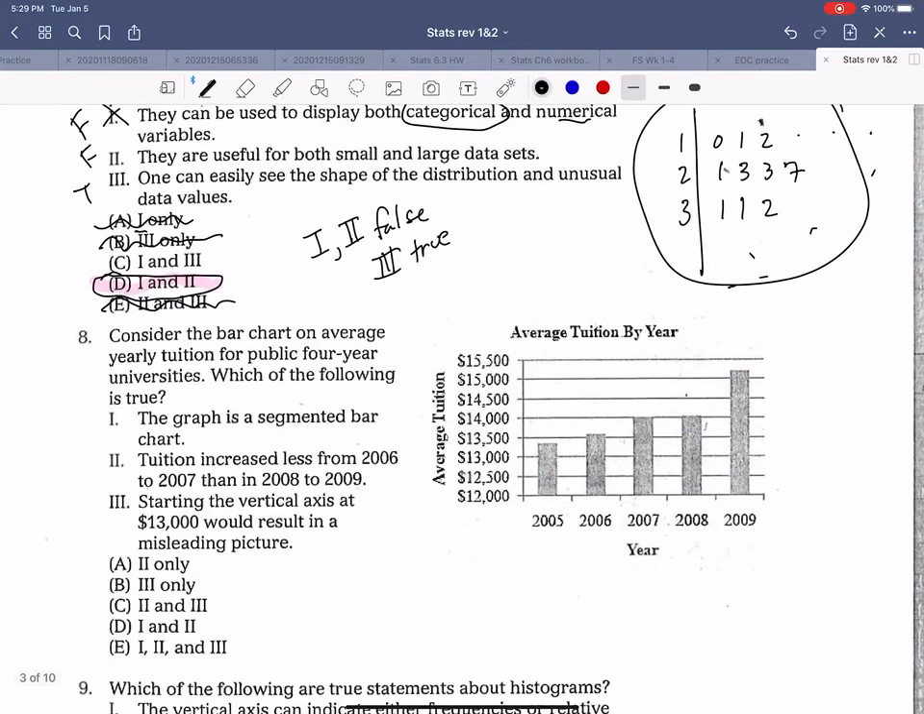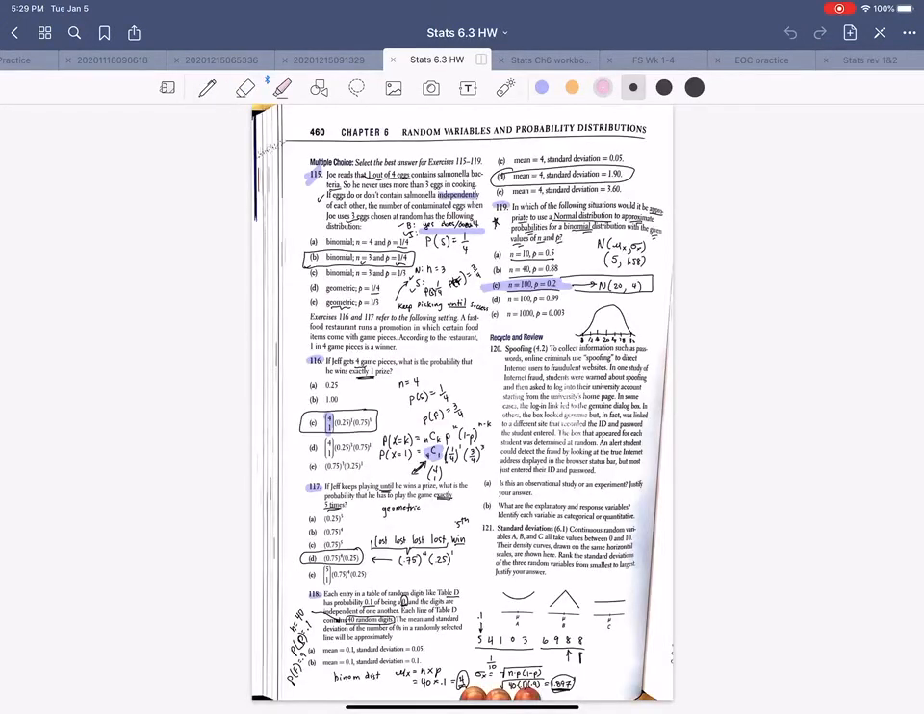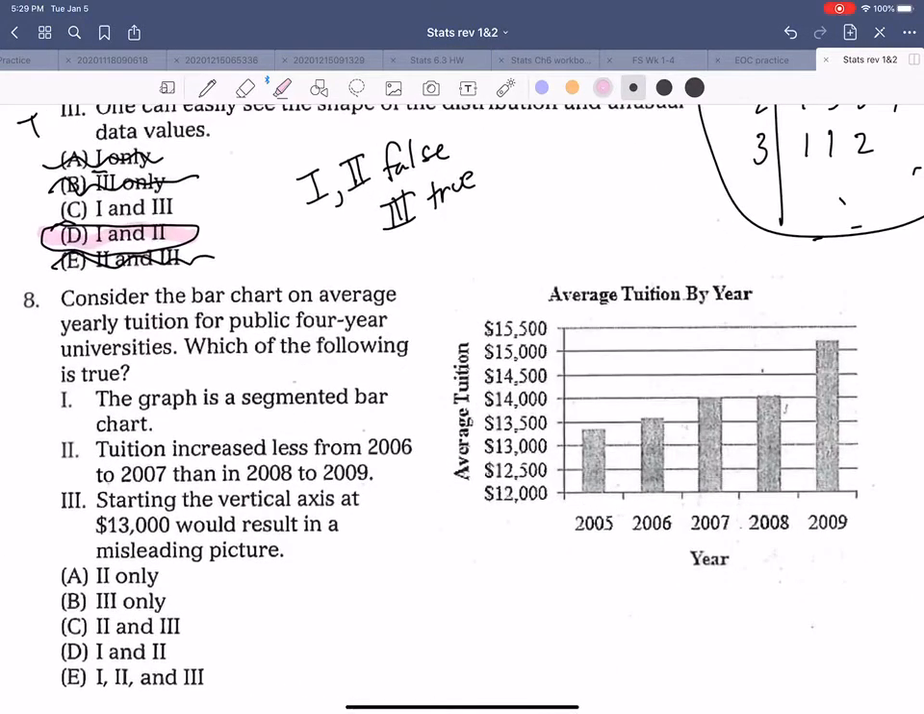Nice. Okay, number 8, it says consider the bar chart. It's a bar chart because it's not a histogram. Oh, what happened there? My hand drug across, sorry. It's a bar chart because the bars are separated with gaps. It's not a histogram. So what that means is you can kind of think of these as separate items. Consider the bar chart on average yearly tuition to a 4-year university, which is true. The graph is segmented. Okay, so that's not true.